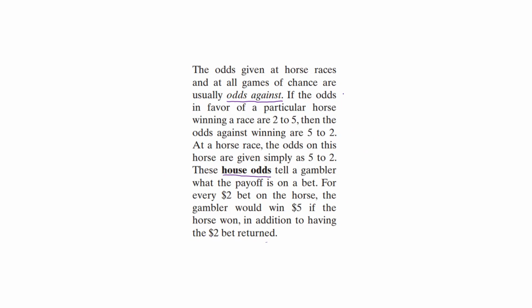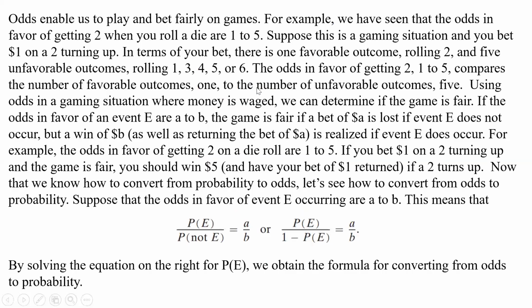All right, so let's kind of go with that and say, well, odds enable us to play and bet fairly on games. So, for example, we have seen that the odds in favor of getting a 2 when you roll a die are 1 to 5. Suppose this is a gaming situation. You bet $1 on a 2 turning up. So, in terms of your bet, there is one favorable outcome if you get a 2, and 5 unfavorable outcomes, either getting a 1, a 3, a 4, a 5, or a 6. Now, the odds in favor of getting a 2 are 1 to 5. Remember, we're just switching up the 5 and the 1, flip them back and forth. And that compares the number of favorable outcomes, 1, to the number of unfavorable outcomes, which is 5.